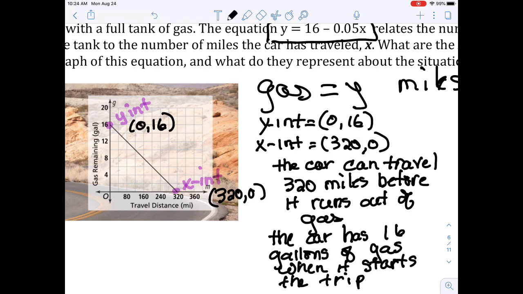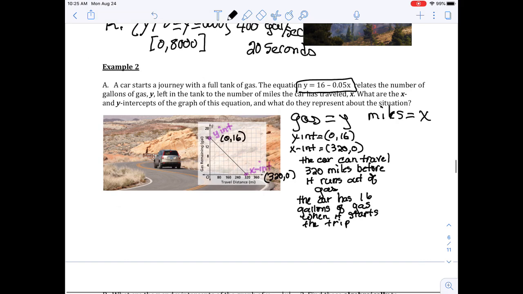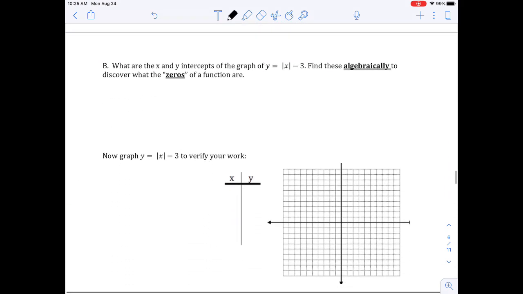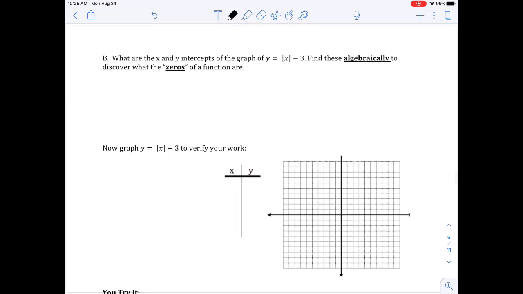So that is an application of X and Y intercepts. Those points represent something in this real world problem. So at 0 miles, there are 16 gallons of gas in the tank. There's your Y-intercept. At 320 miles, there are 0 gallons of gas in the tank. And hopefully you didn't get to 0 and then run out of gas.